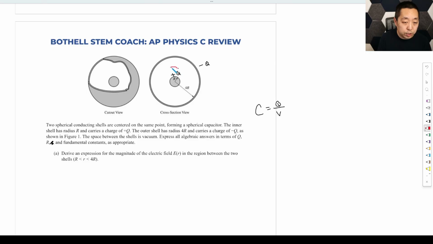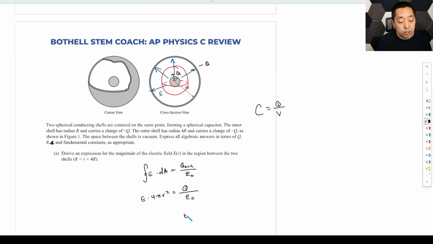So what we want to do is create a Gaussian surface here because the electric field is radially outward, since it's spherical. So our Gaussian surface is going to have an electric field going in this direction. Gauss's law: the integral of E dA, the electric flux, is the enclosed charge over epsilon naught. So that's the electric field times the surface area of our Gaussian surface, 4 pi r squared, equal to the charge enclosed, which is just Q over epsilon naught. So the electric field is Q over 4 pi r squared epsilon naught. Okay, so that's the electric field there.